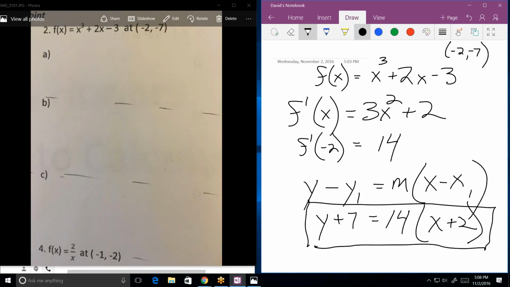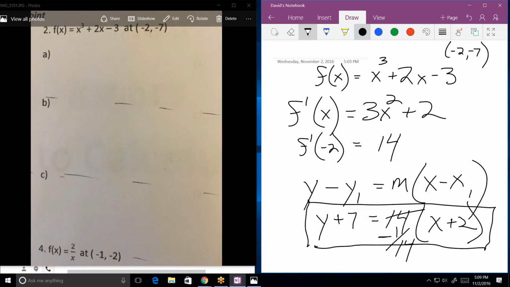Question C said, what's the equation of the line normal to that? Correct? Would it be -1/14 x plus 2? Yes. In other words, it's the same as what I've got here, only it would be -1/14 as the slope. The perpendicular slope is always the negative reciprocal of the other one. And the points are the same.